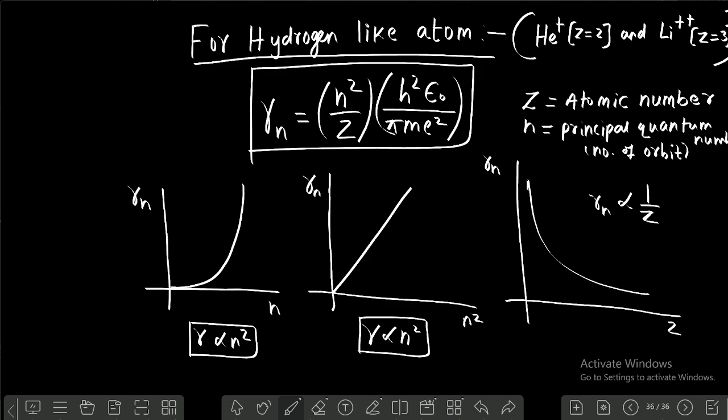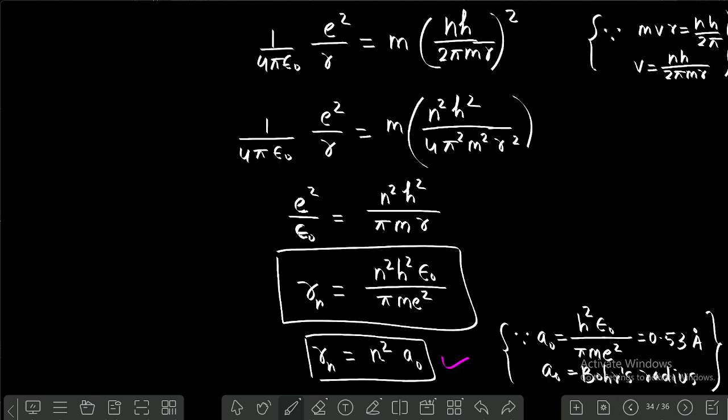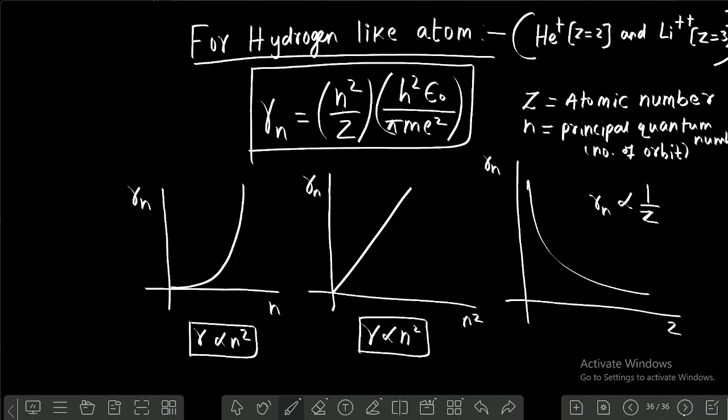You need not derive this much. If they ask it only then do it. Otherwise, up to this expression, Rn is n square a naught, up to this one you can keep. This and all is for extra points if any question comes. Radius of the orbit against the quantum number n comes like this graph, a parabola, because Rn is n square, like y equals x square.